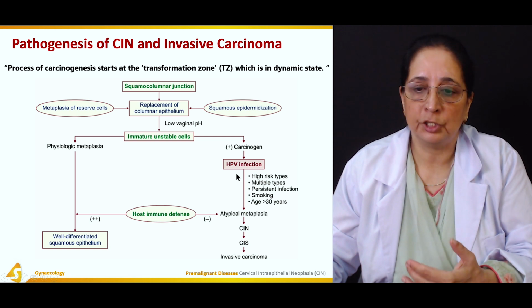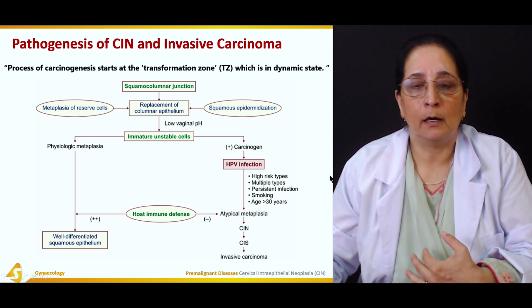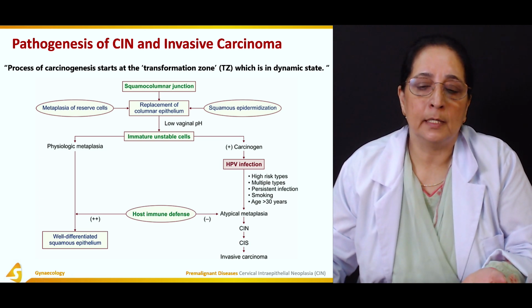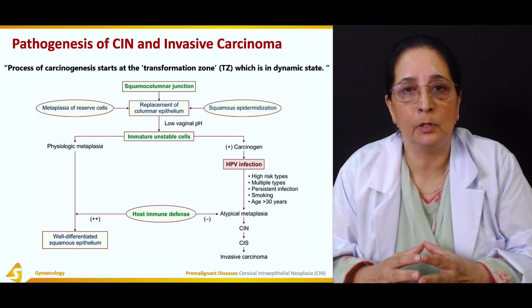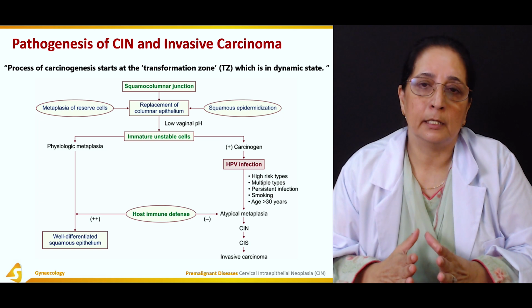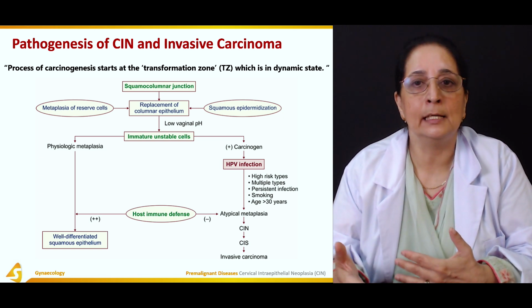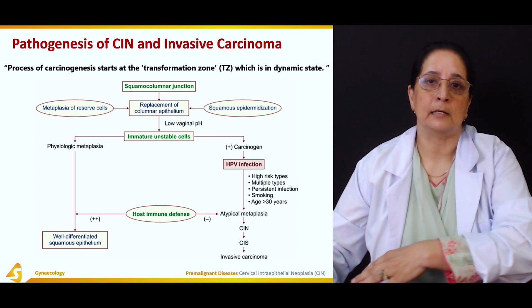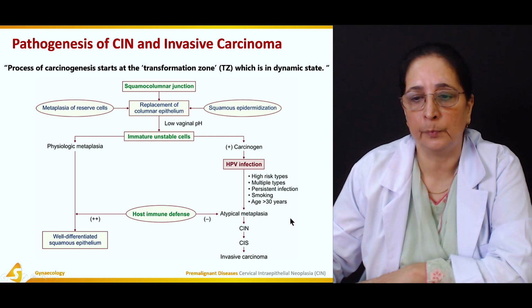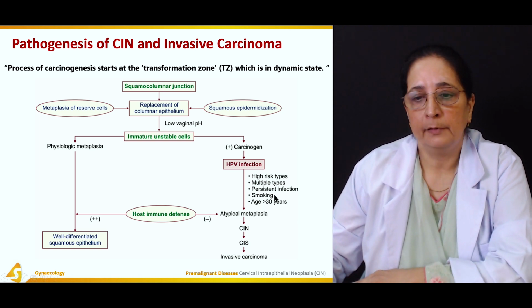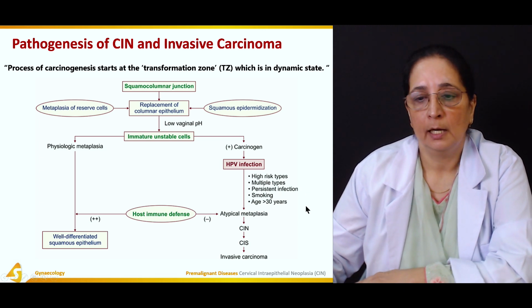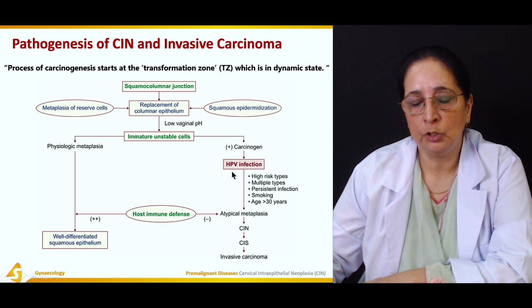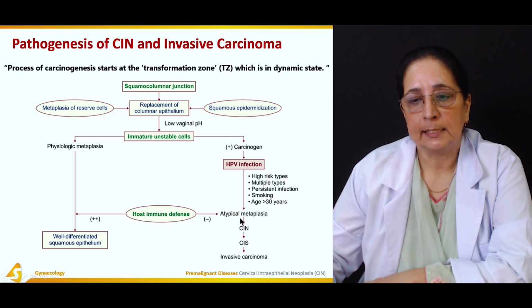This HPV infection is very common if there is a female with multiple sexual partners, and if there is sex at an early age. These are a few common risk factors or predisposing factors for cervical intraepithelial neoplasia. Then smoking, persistent infection, and age usually above 30 years can lead to atypical metaplasia.